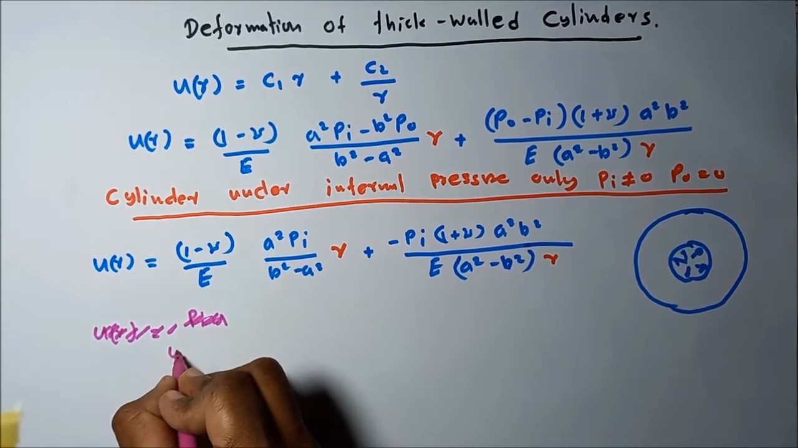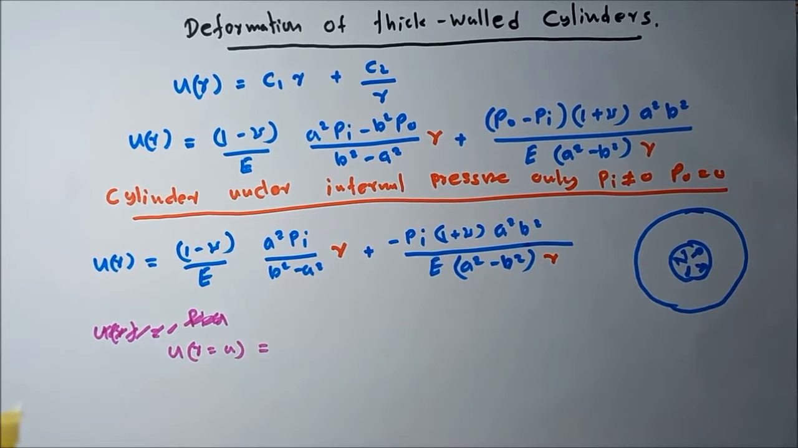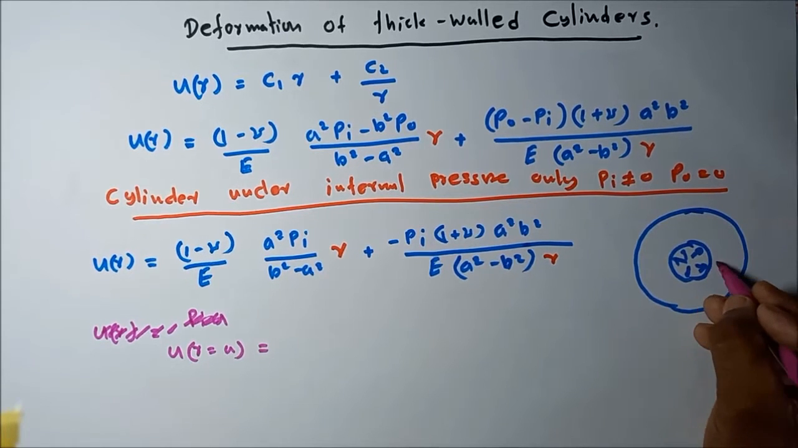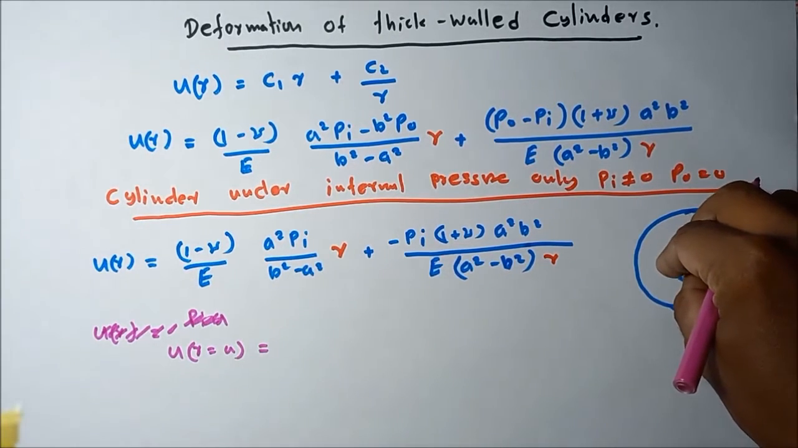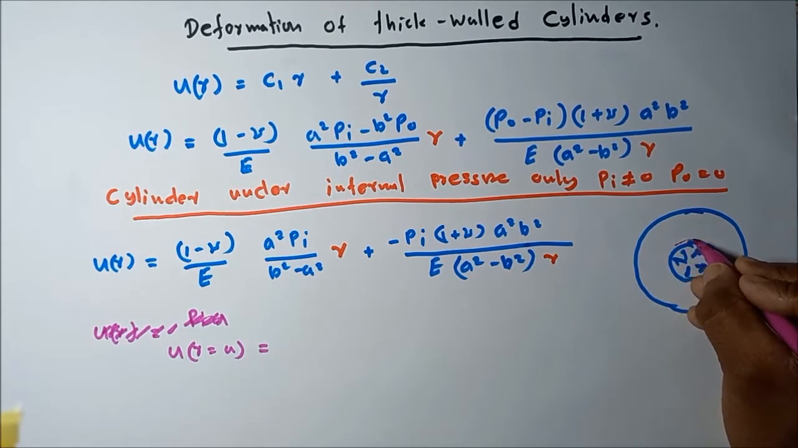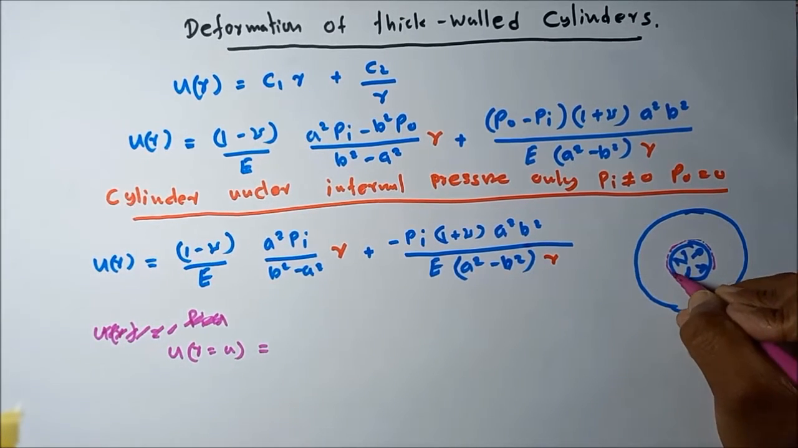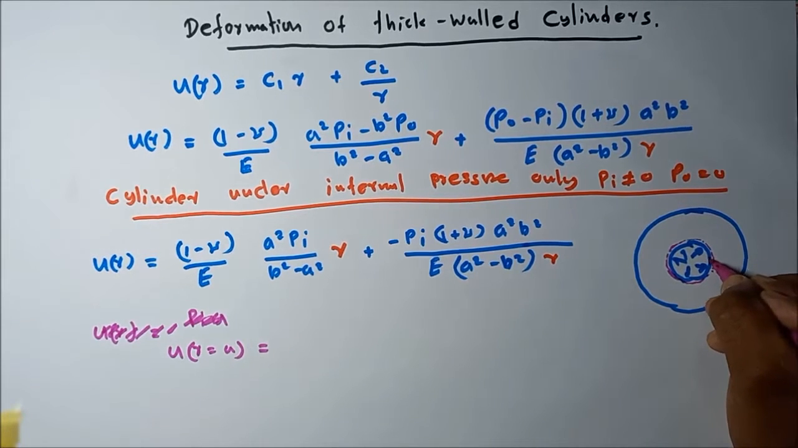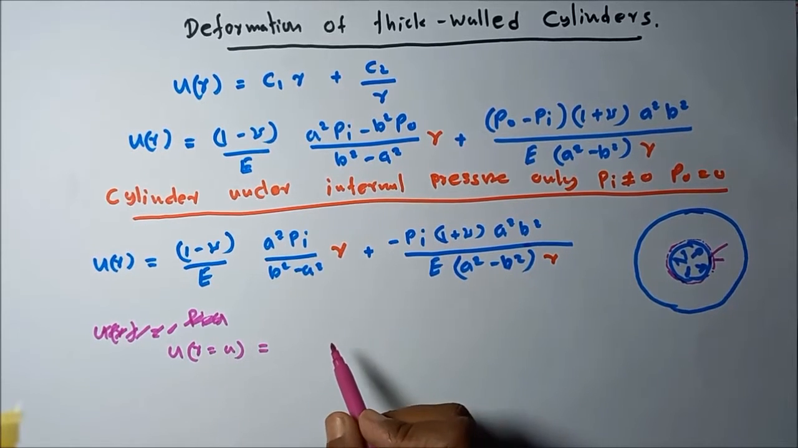Let's find the u at r is equal a. That means when the cylinder is subject to internal pressure only, what is the radial displacement of the internal surface? You can see that when the cylinder is subject to internal pressure, this internal surface moves radially outward because of the stretch of the cylinder. The amount of this stretch we are going to calculate using this equation.